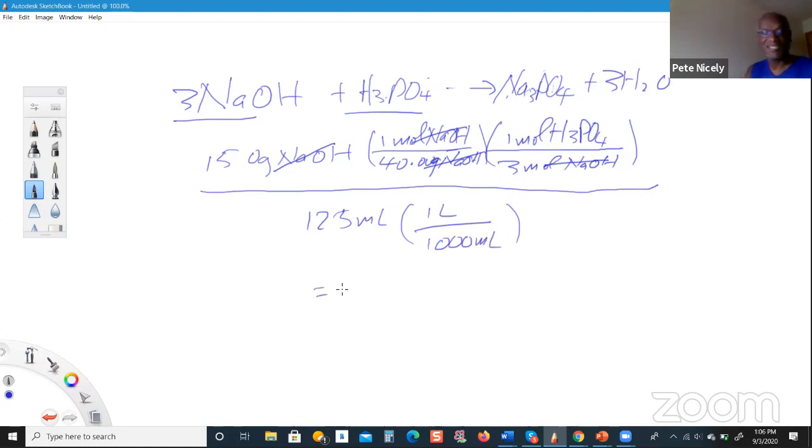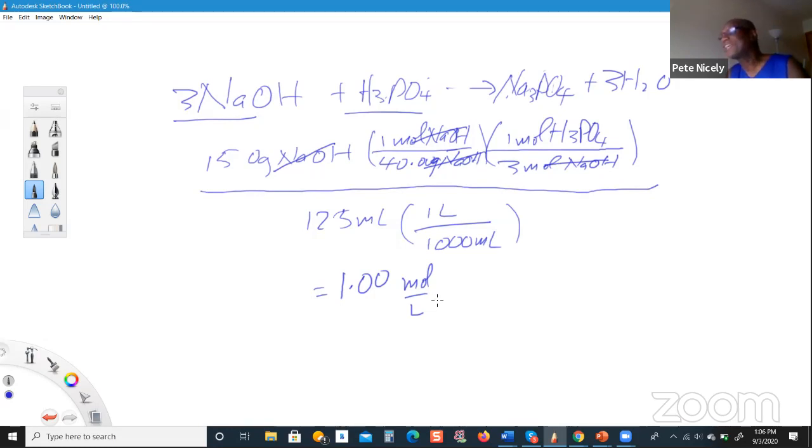So let me do this calculation here. 1.5 divided by 40, divided by 3, divided by 0.125. And the answer I got is 1.00, because I have to round this off to 3 sig figs, 1.00. And the units here would be moles per liter, or M, all right? And that is how you calculate the molarity of the phosphoric acid.